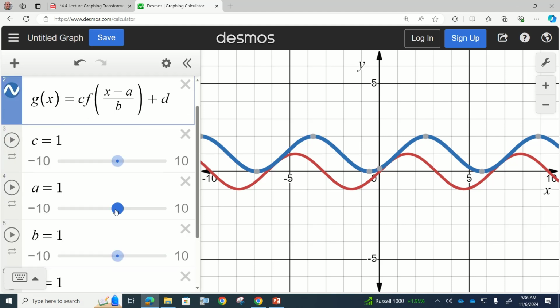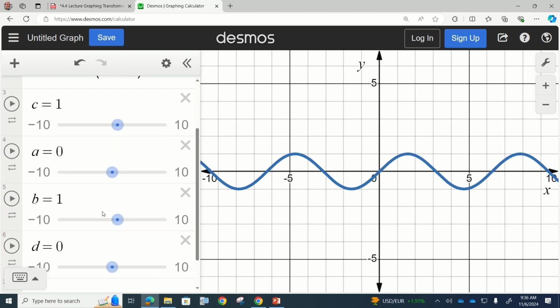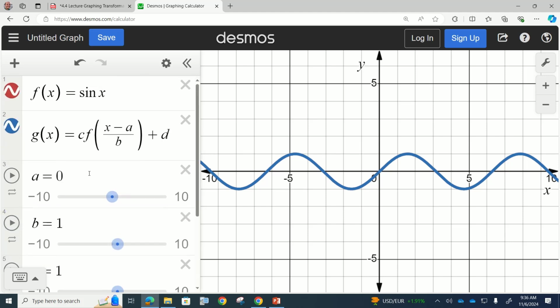So if I were to make a equal to 0 and make d equal to 0, then this is the function I'm starting with, right? This is my parent function. What would happen if I wanted to take this function and slide it over to the right a little bit? All I would need to do is change my a parameter. And if I increase the value of a, this function begins to slide on over to the right.